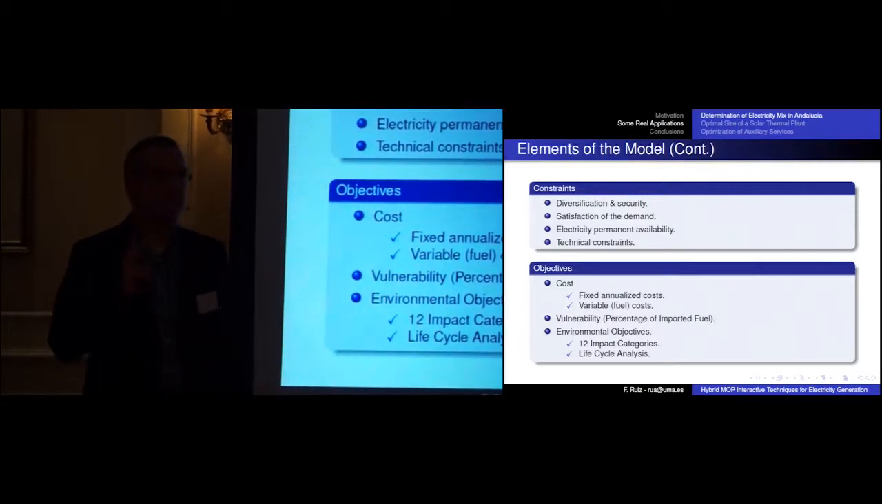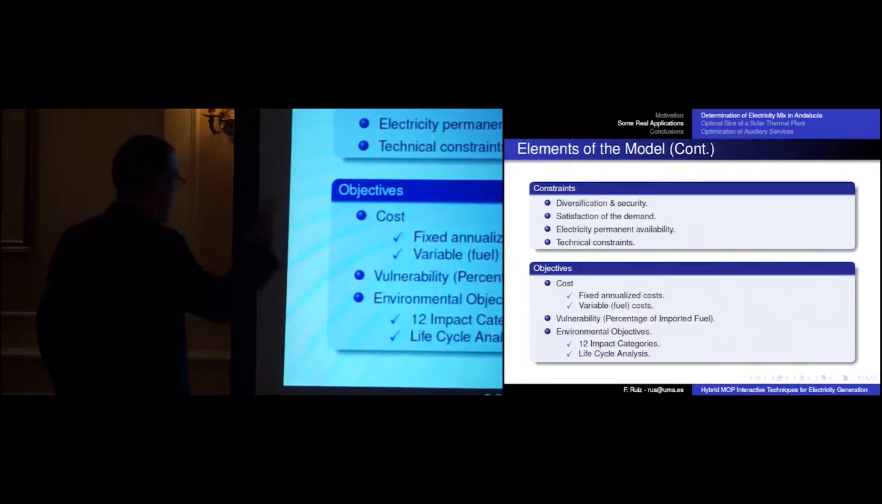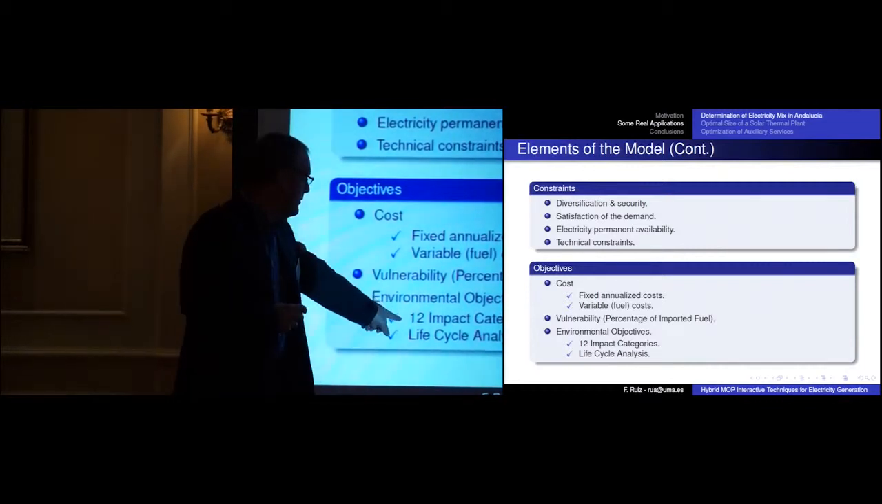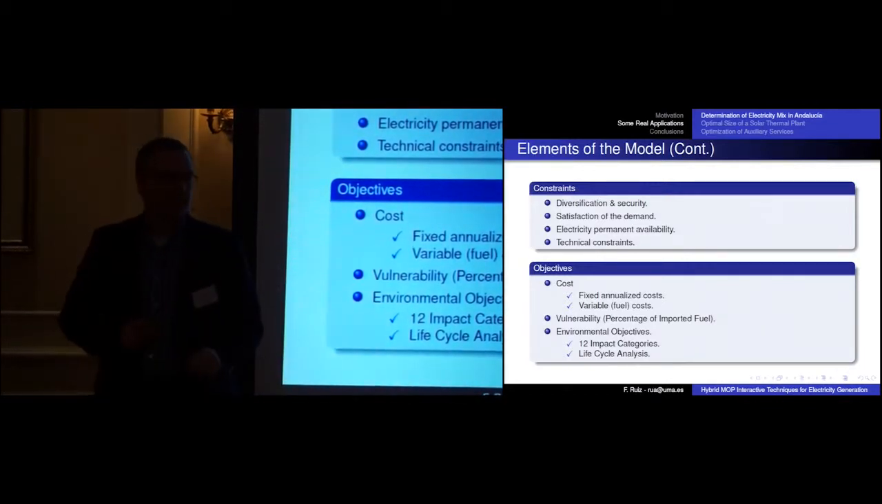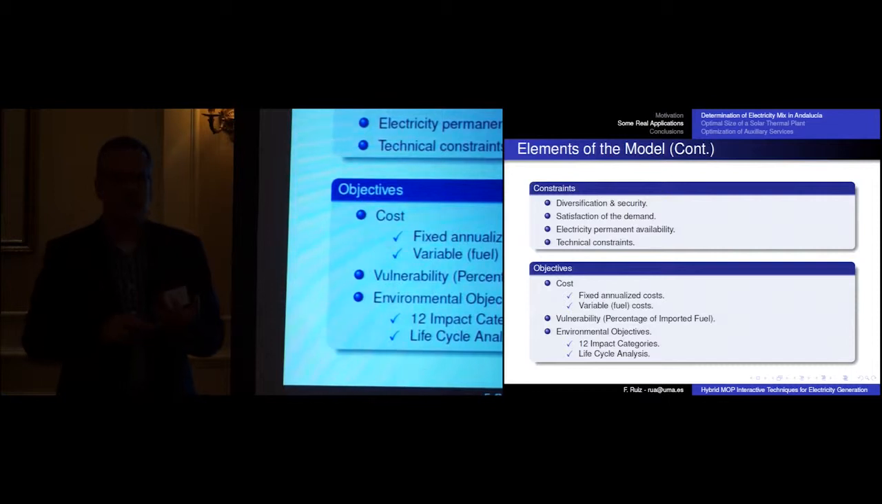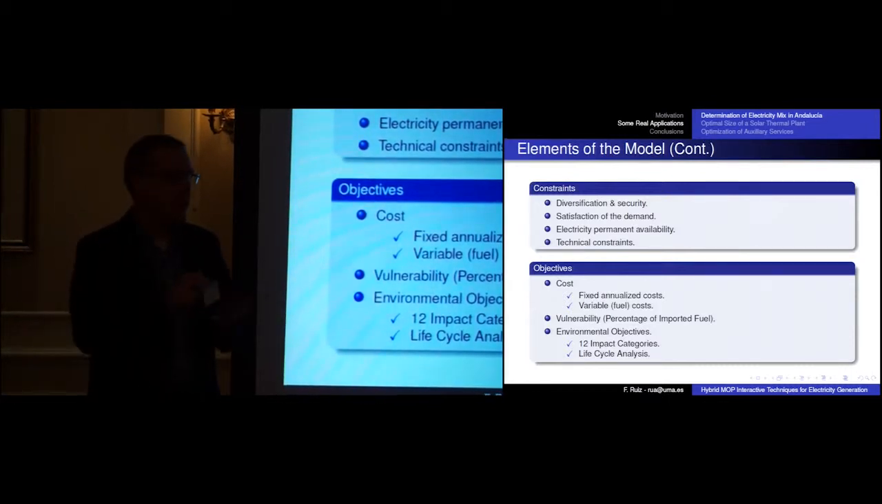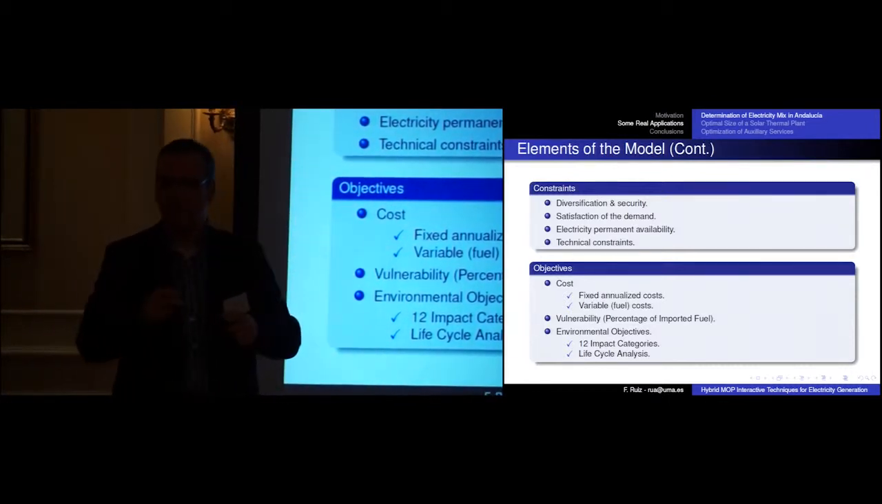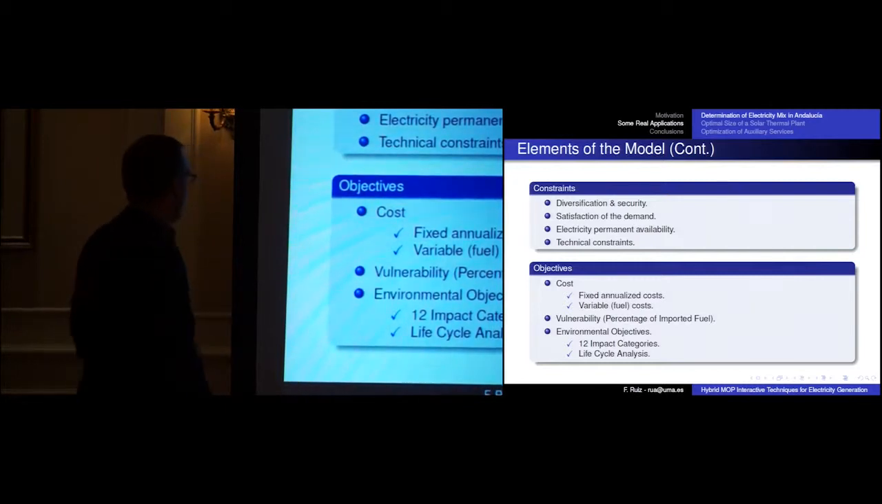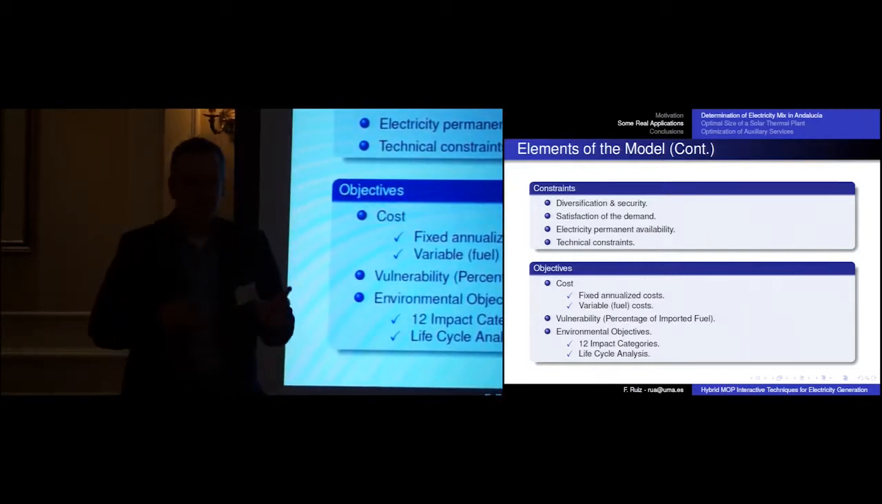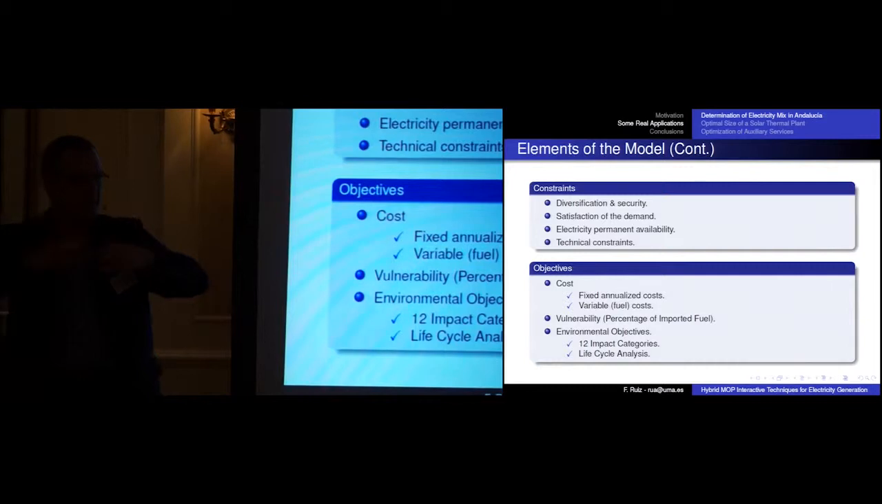which measured the impact of the mix in each of the 12 impact categories that were, for example, the ozone layer hole, or global warming. These kinds of impacts were measured using a life cycle analysis. It is an analysis from cradle to tomb, analyzing the whole process.